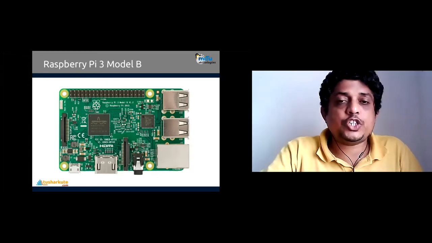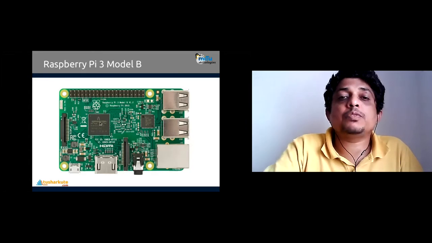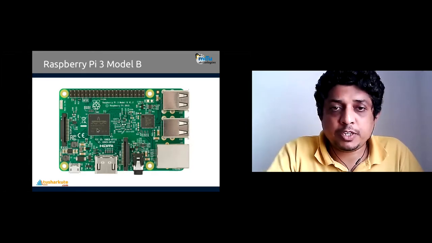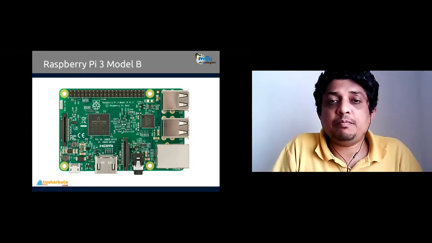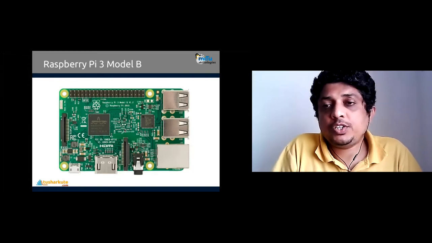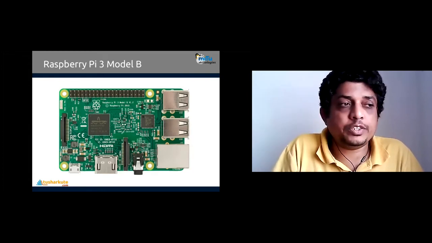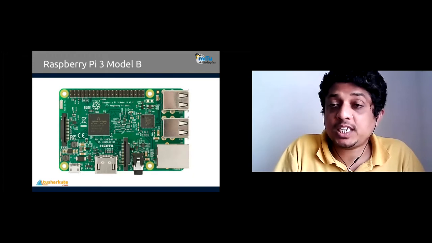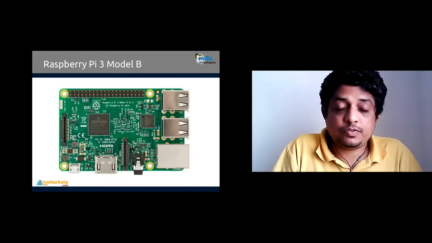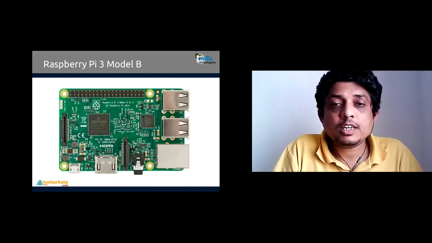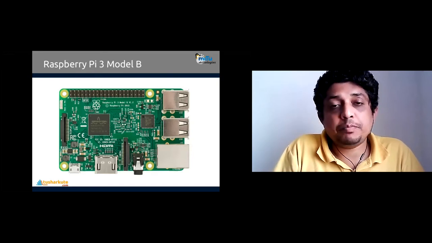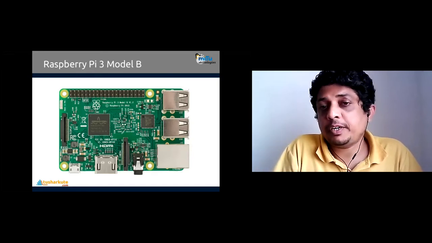Okay, so this is your CPU present here. Created by Broadcom, and the number mentioned is Broadcom BCM2837. 2835 was the first version, 2836 was the second, and 2837 is the third version of the Broadcom chip available on the Raspberry Pi.